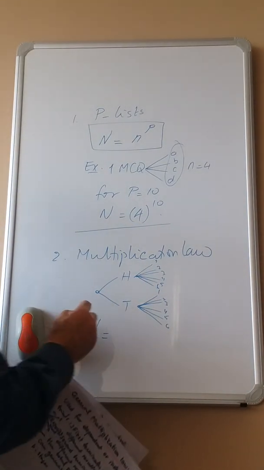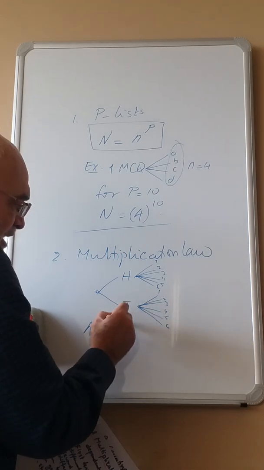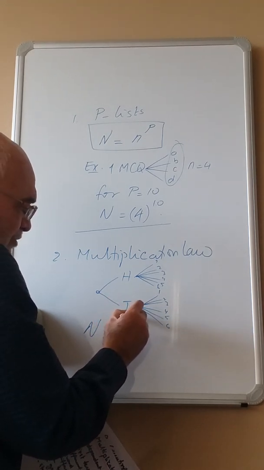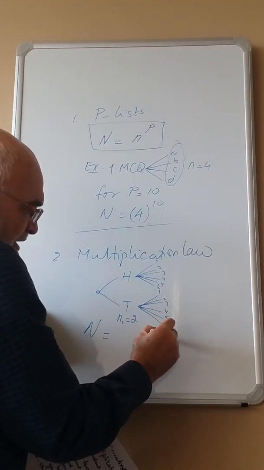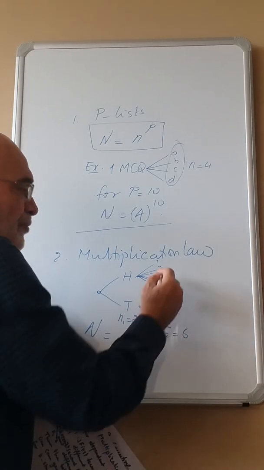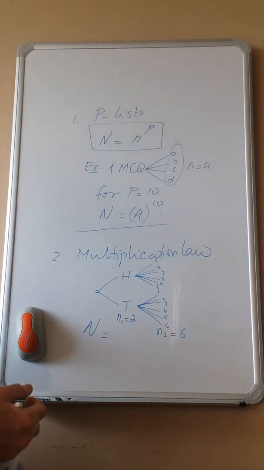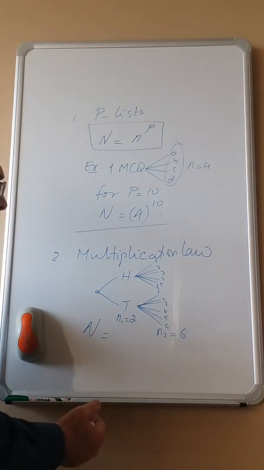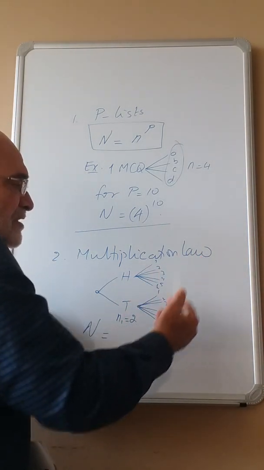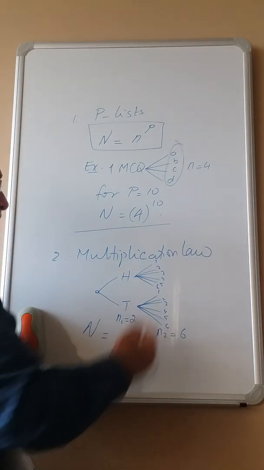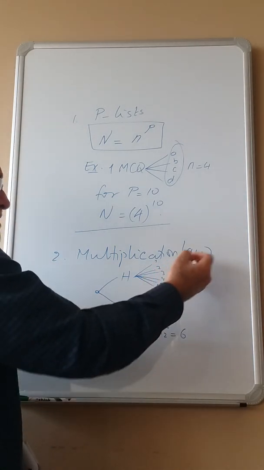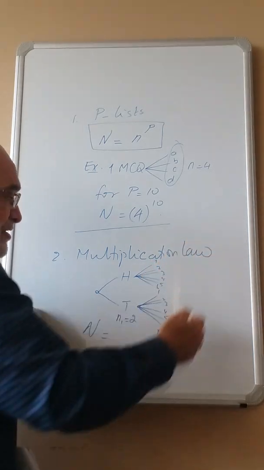The answer will be, first stage I have N1 as 2 and the second one N2 as 6. You may have further stages for this experiment. You may have N3, for example. You are choosing a certain color. Let's say you have 6 colors. So each one is terminating in 6 branches after this.